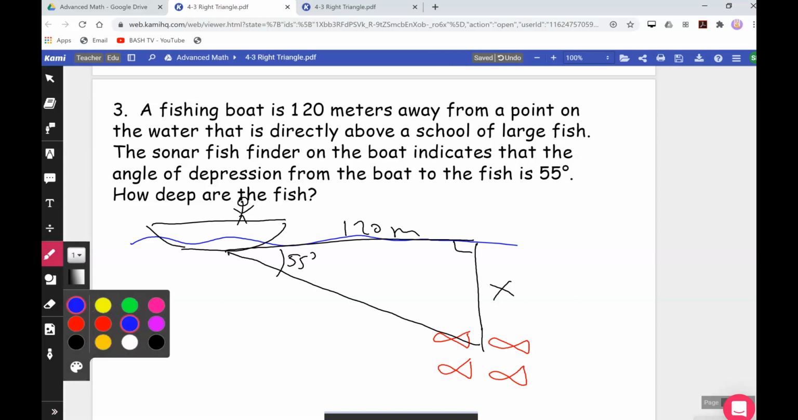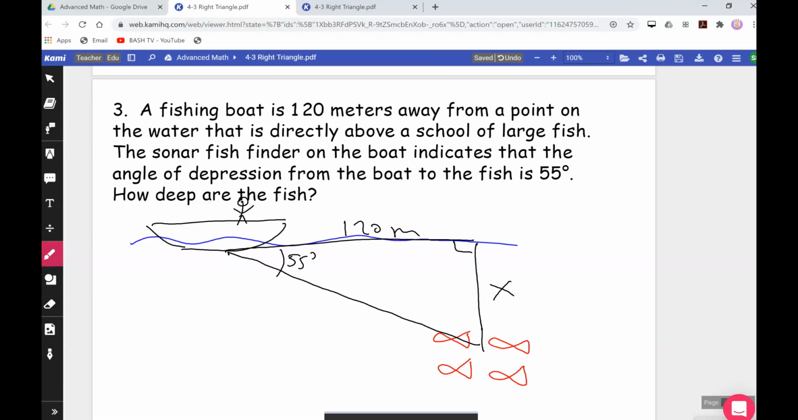So again, we have to think about our opposite, adjacent, and hypotenuse. So this is opposite, this is adjacent. So again, it's tangent. You're going to find a lot of these problems are tangent because in a real life situation, you usually can measure something on the ground or the other direction, and you can use that to find the other one. So a lot of them are tangent problems.